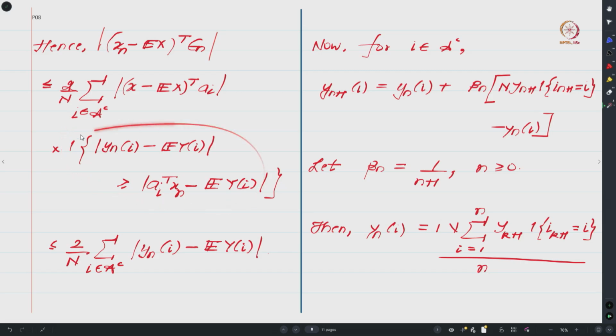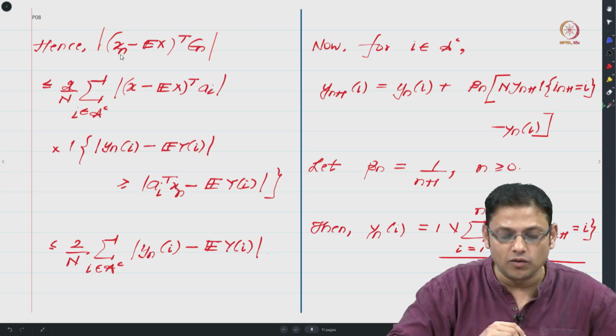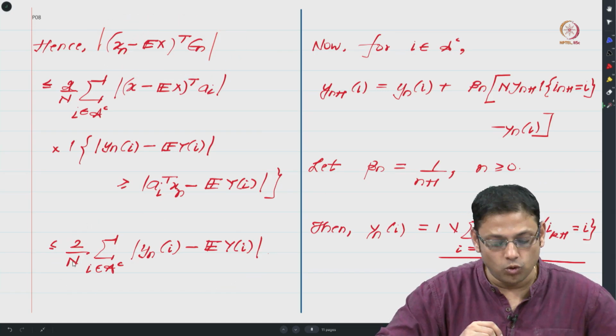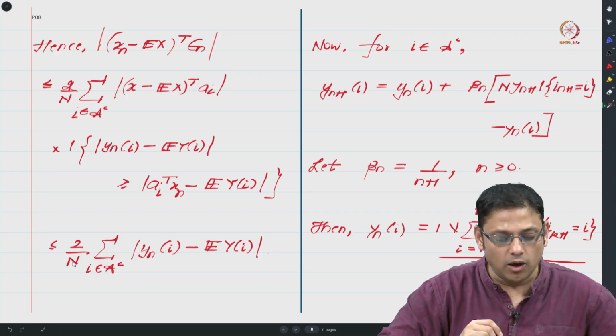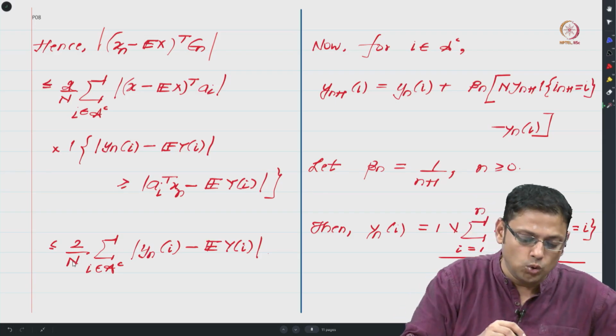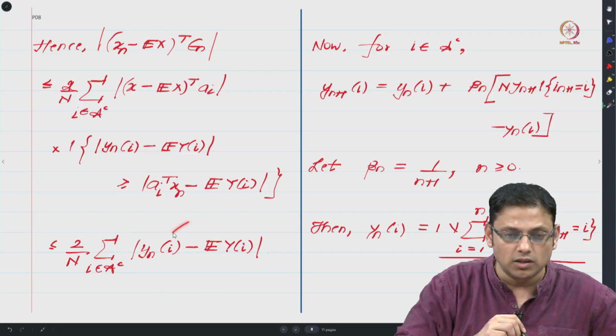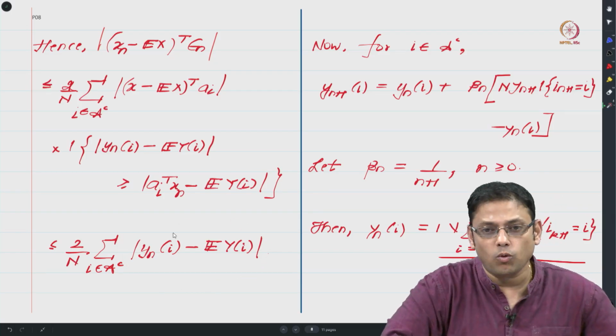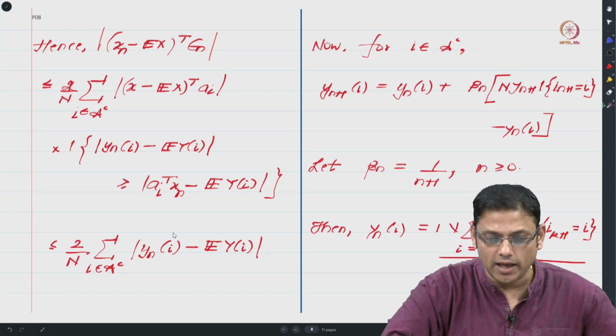And now I drop the indicator, because the indicator is upper bounded by 1, and finally one can show that the absolute value of this quantity is upper bounded by the quantity that we have over here. Is this okay? Now what we will do is to get an upper bound for this quantity over here, and towards that we will make use of what is known as the law of iterated logarithm. I encourage you to look it up.